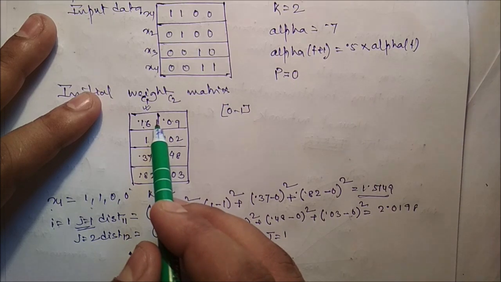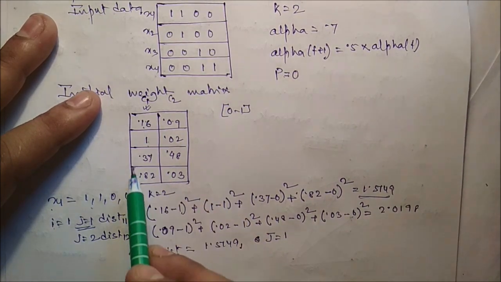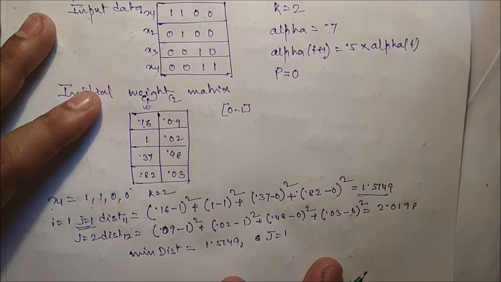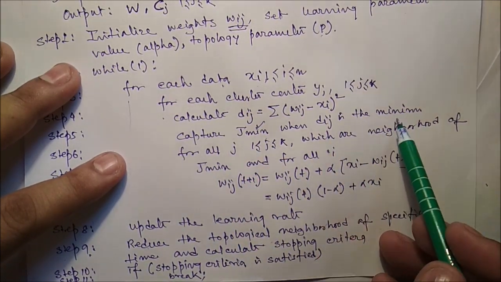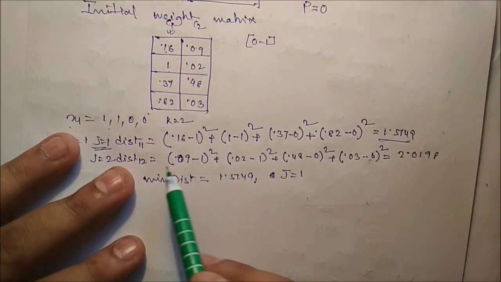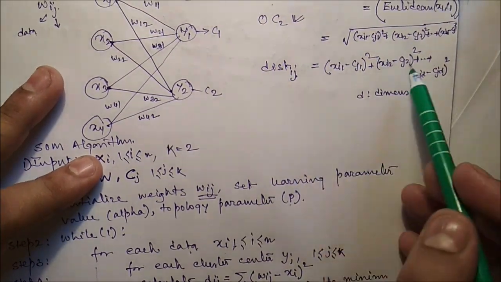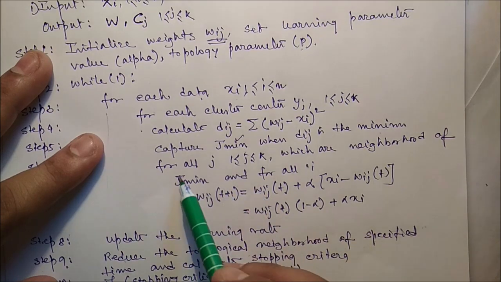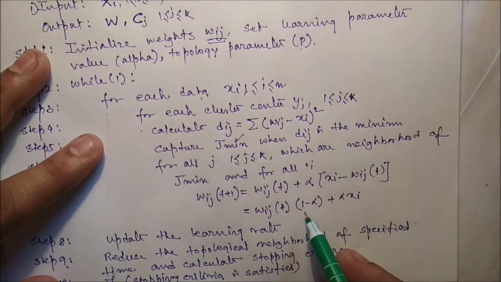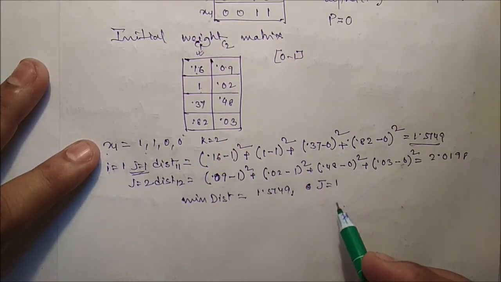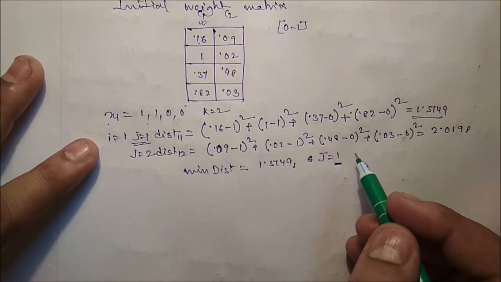That means we have to update only the first column, only this particular column. Here we capture the j with dij the minimum, and you can see here we use the square of the Euclidean distance. Next, for all j with neighbors we have to update. So this is the formula: wij(t+1) is equal to wij(t) into (1 minus alpha) plus alpha xi. So we have to update only the first column because the first column is the minimum.